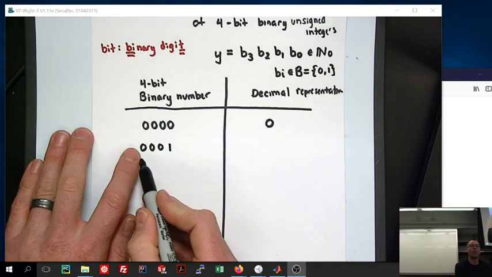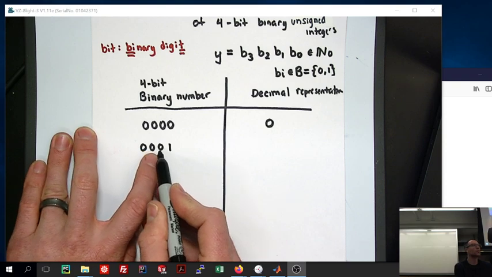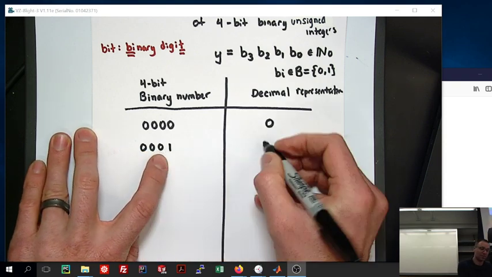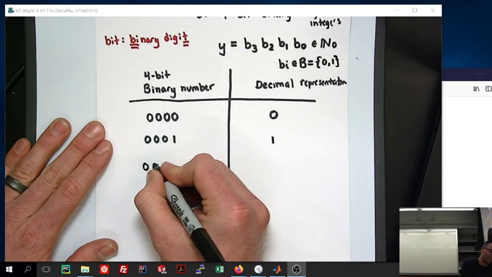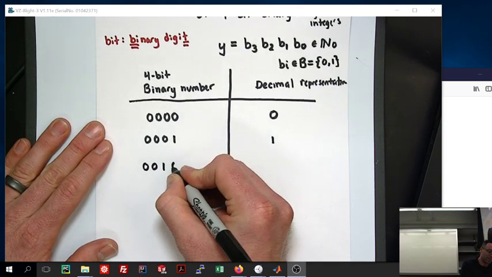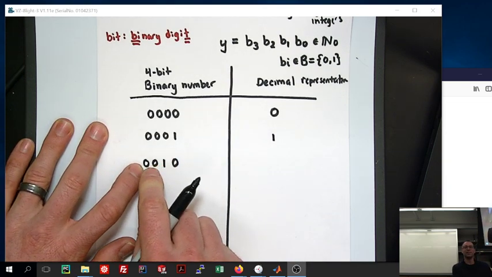1, count them. How many 8s do I have? 0. 4s? 2s? 1s. Okay. How many 8s? 0.